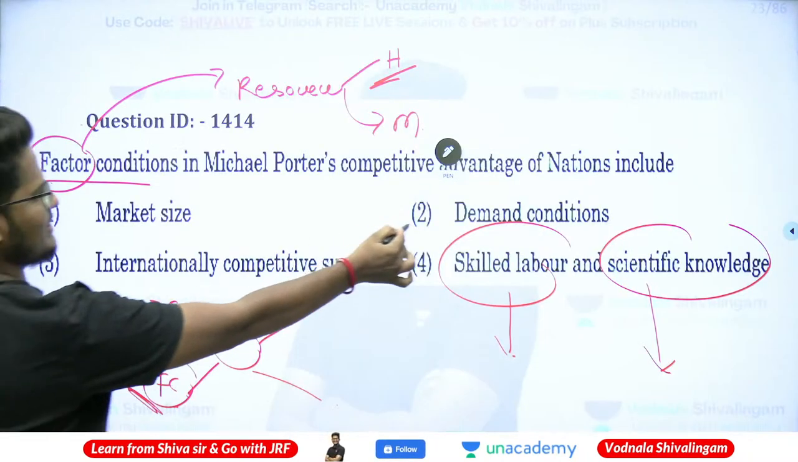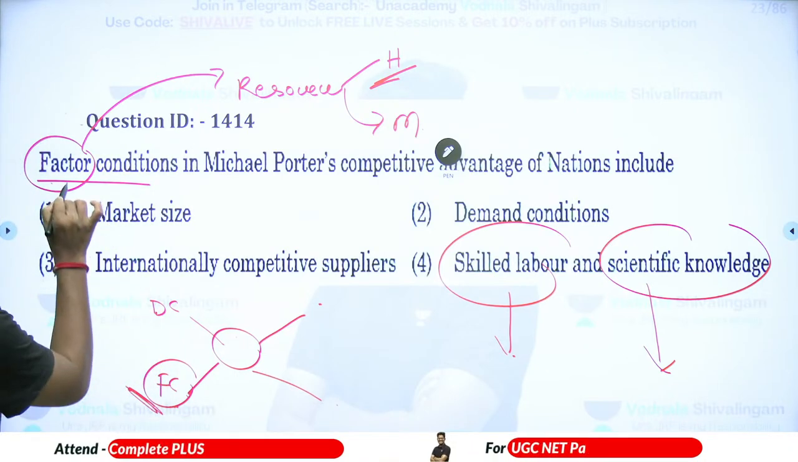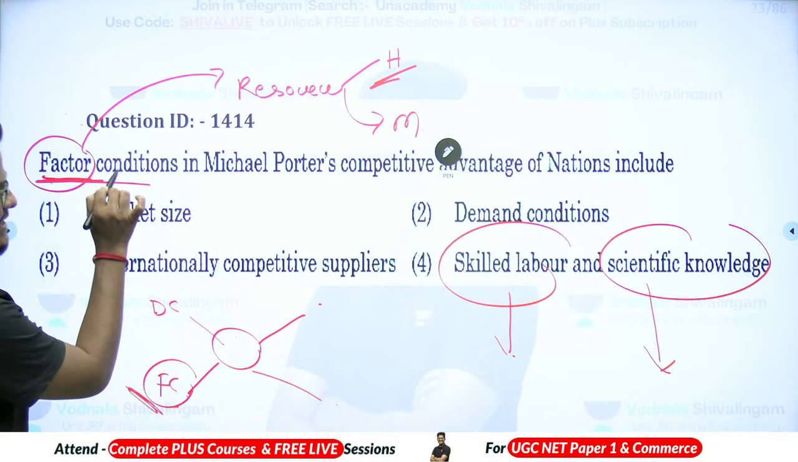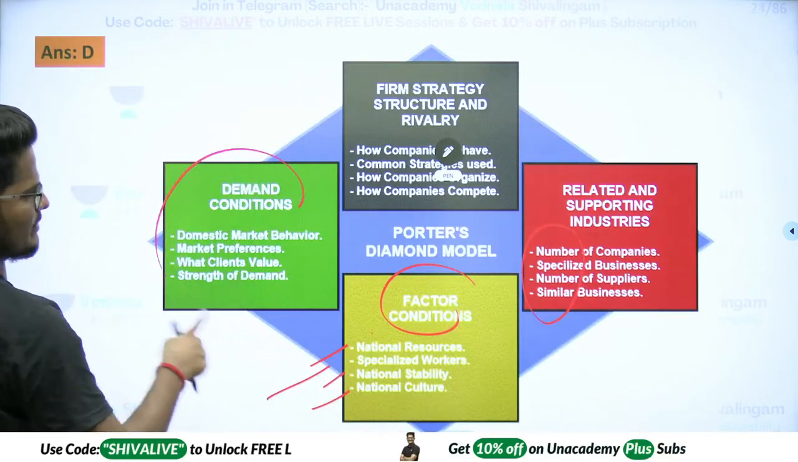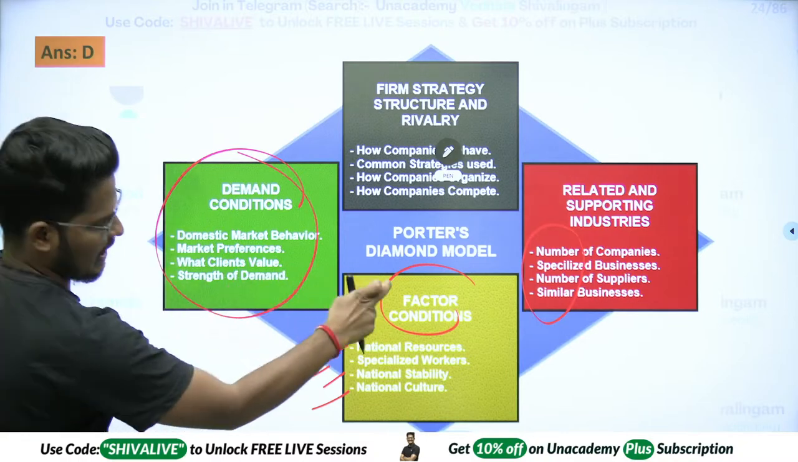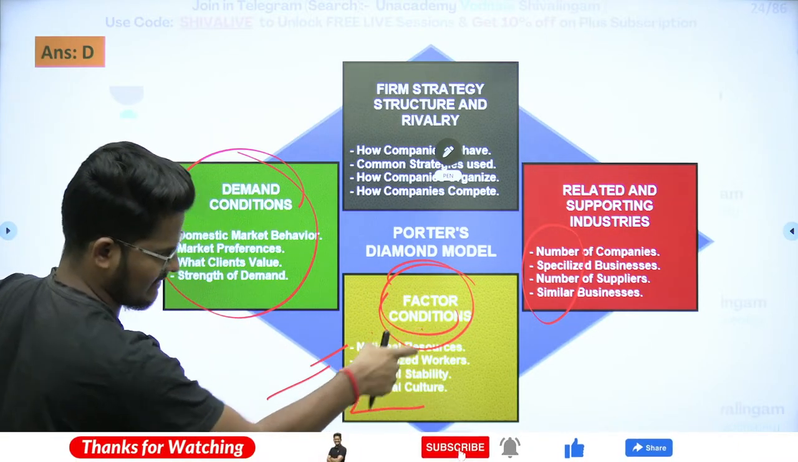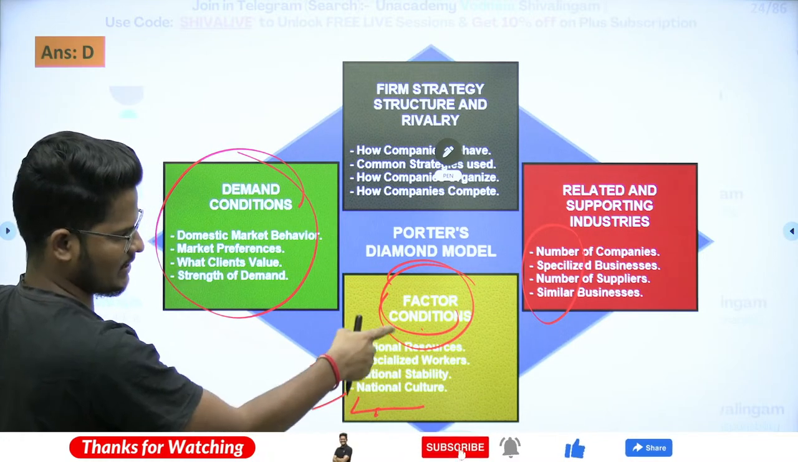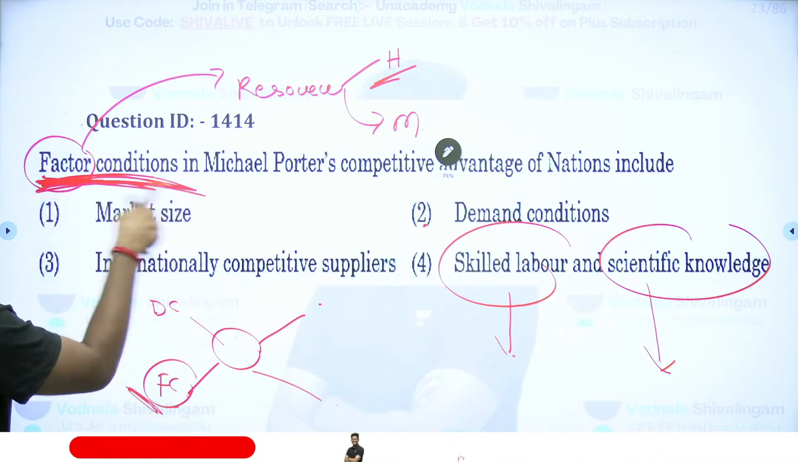By demand condition, why, means you are not getting the point, Sarika. Factor conditions, they clearly asked. This is a separate element of Michael Porter's model. Under the factor condition, what will come, they are asking. That is about the skill, it will come. It is about the resources. Factor condition example, they are asking. Look at this point.